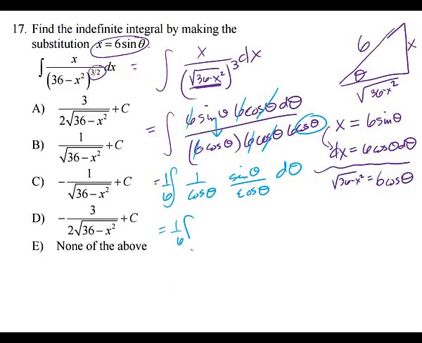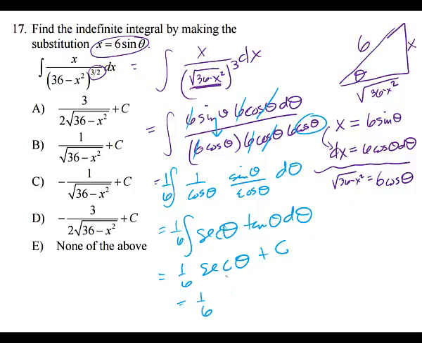What's another name for 1 over cosine? Secant theta. What's another name for sine over cosine? Tangent theta. Secant theta tangent theta integrates to secant theta plus c. Now I come over here to my triangle. And secant of that triangle is what? Hypotenuse over adjacent. Hypotenuse, which is 6, over adjacent, which is the square root of 36 minus x squared. What happens with these guys here? They're gone. Plus c, so it's looking like answer choice B.